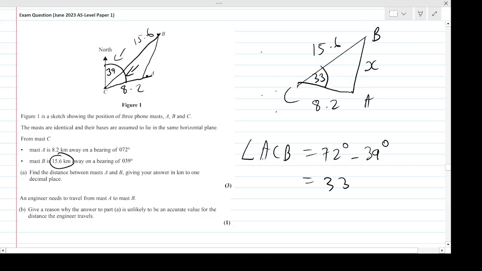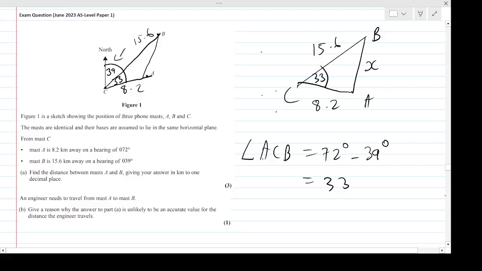Which I then can put here. So that's where 33 is. Therefore this angle will be 33. Hopefully you then see 39 and 33 indeed gets me the overall angle of 72, which is the bearing from C to A. Okay, so we use that to find the angle in the triangle.